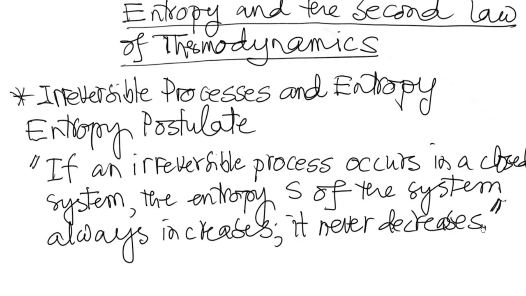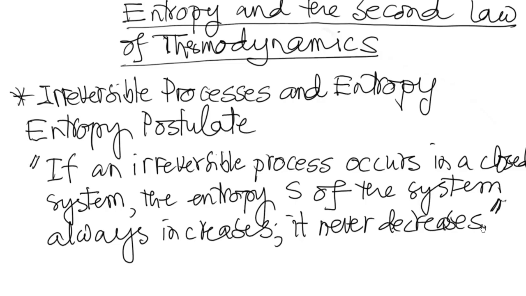Entropy differs from energy in that entropy does not obey a conservation law. The energy of a closed system is conserved. It always remains constant. For irreversible processes, the entropy of a closed system always increases. Because of this property, the change in entropy is sometimes called the arrow of time.